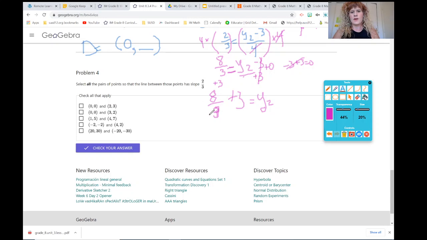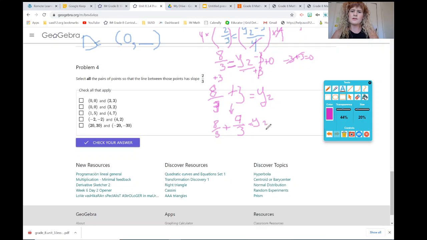I could change this fraction to a mixed number, or I could change this 3 to a fraction. What do you want to do? Okay, let's change the 3 to a fraction. What is 3 if you have a denominator of 3? That's the same as 9/3. So 3, I just rewrote it as 9/3. So 8/3 plus 9/3 equals y2.